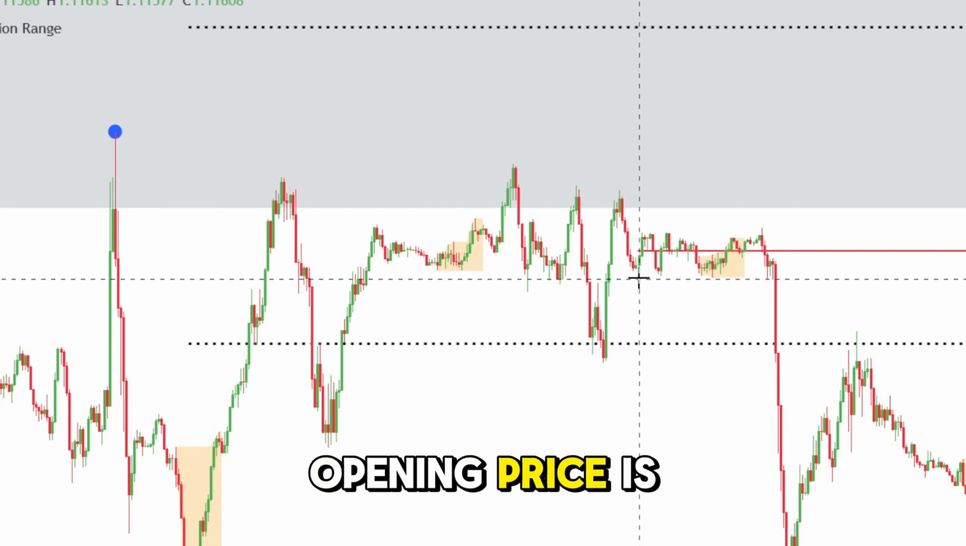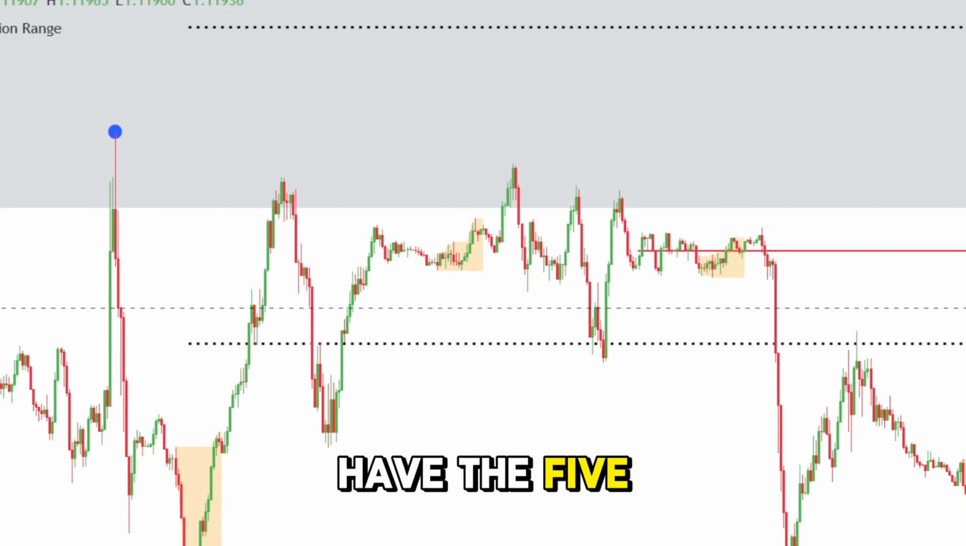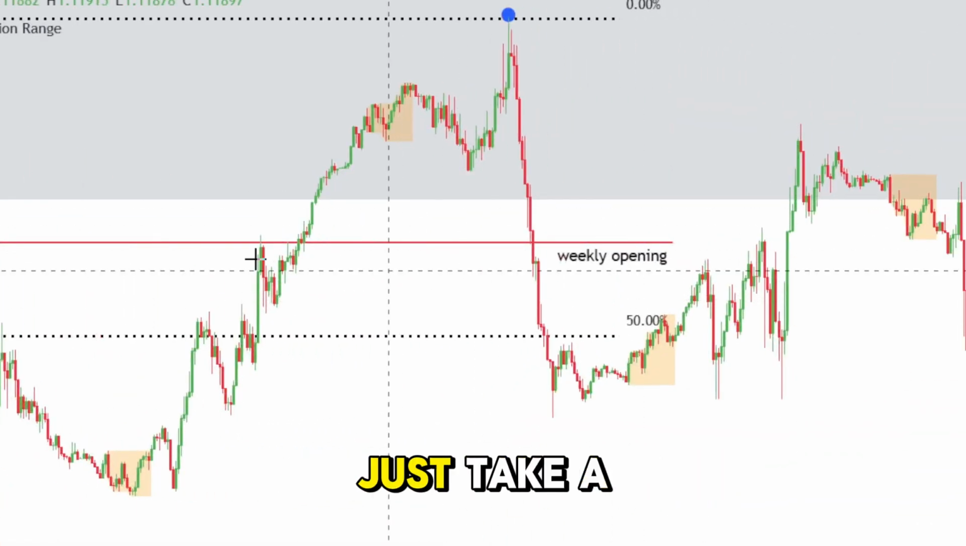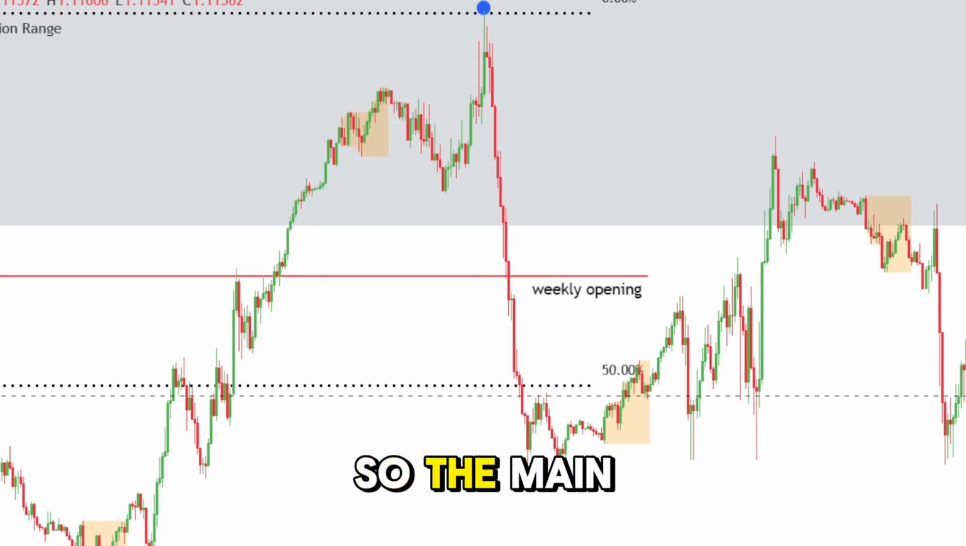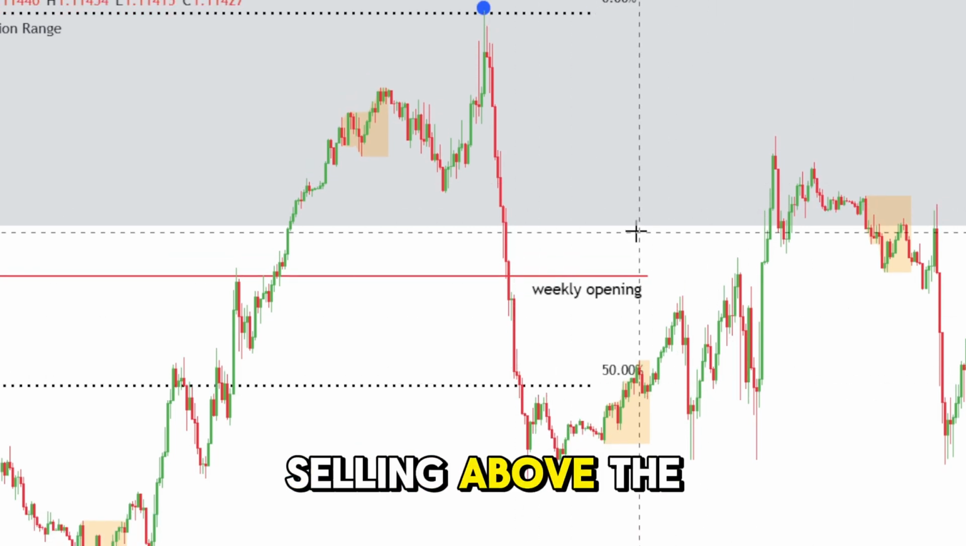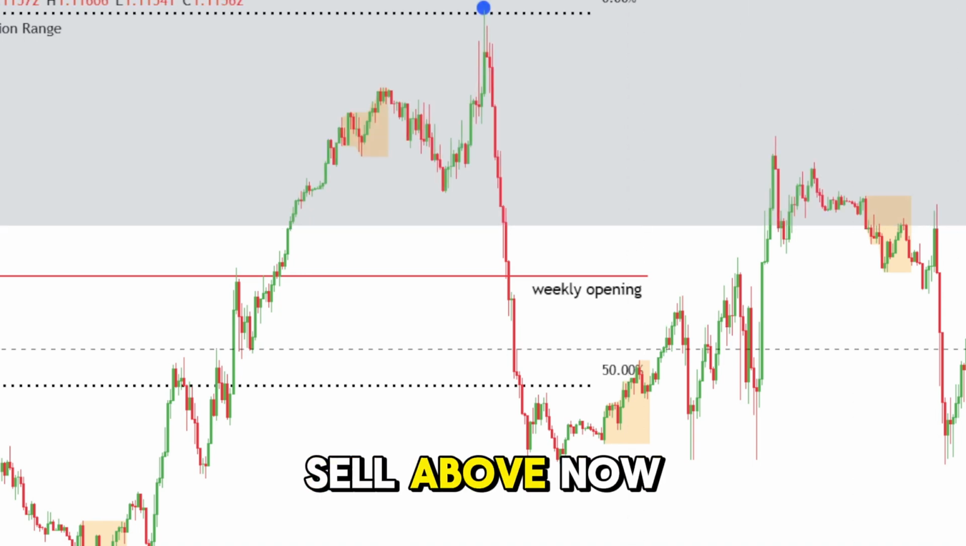The weekly opening price is 5 p.m. Eastern Standard Time. Once you have the 5 p.m. Eastern Standard Time on your charts, just drag this to the right and see what we get. The main tip is you want to be selling above the weekly opening. So when you get to the weekly opening, look for a sell above that. This is what I mean.